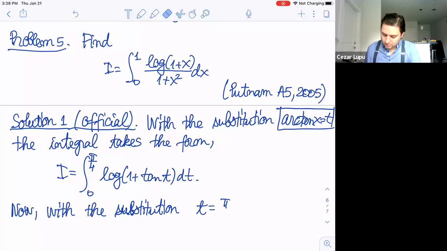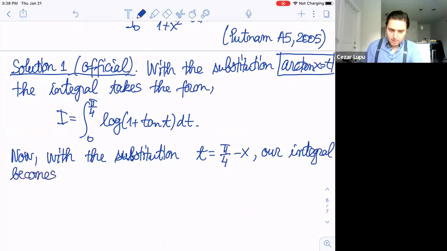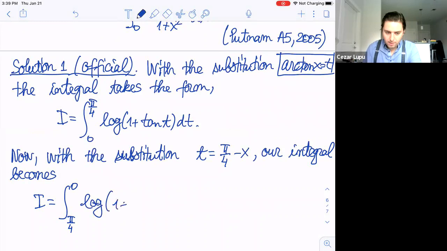No, actually, all right, it doesn't matter. t equals pi over 4 minus x, right? Our integral becomes the following. So I is the integral from pi over 4 to 0 of log of 1 plus tangent of pi over 4 minus t, and here I have a negative 1, let's not forget about that, times negative 1 dt.